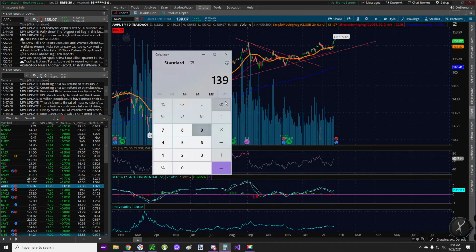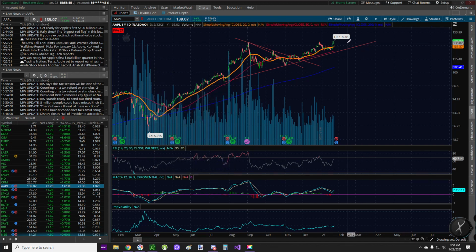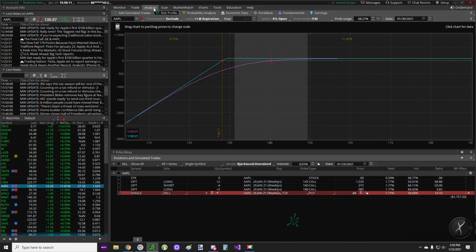So if we took the 139 times 0.2 times 100, and then we took back 1,100 of that, that would give you a $1,600 buying power reduction for that trade. So going back to our chart, if your position size is $1,600, then that would be a good trade for you to be able to take because you want to stay below your position size.